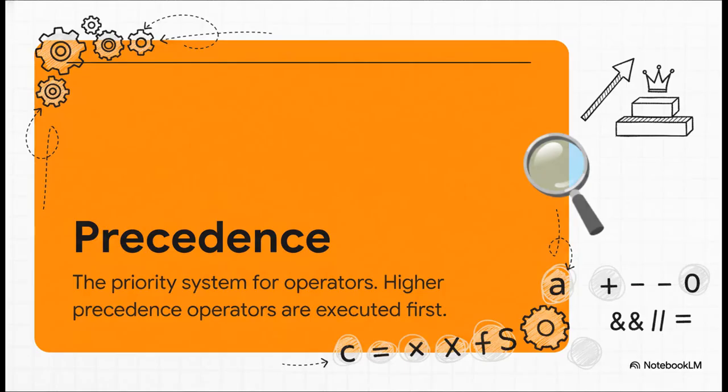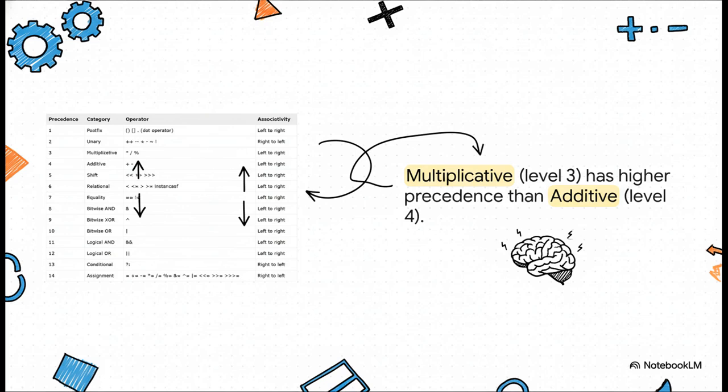And that pecking order, that priority system, has a name: precedence. Just think of it like a ranked list for every operator. Some operators are just VIPs, and they get to cut to the front of the line. They always get to go first. And this, well, this is the official rule book.